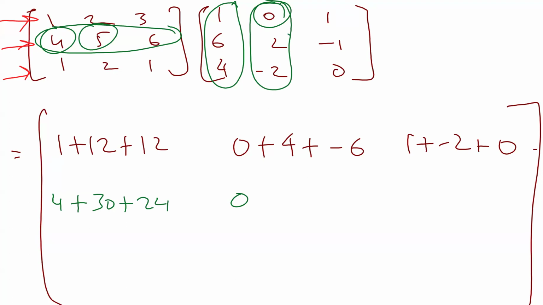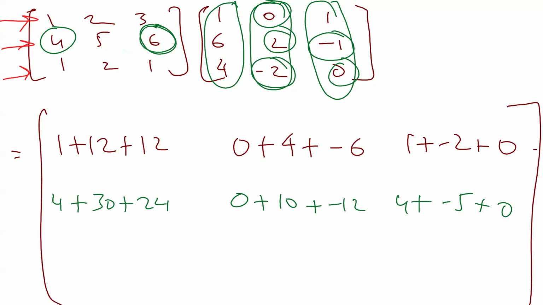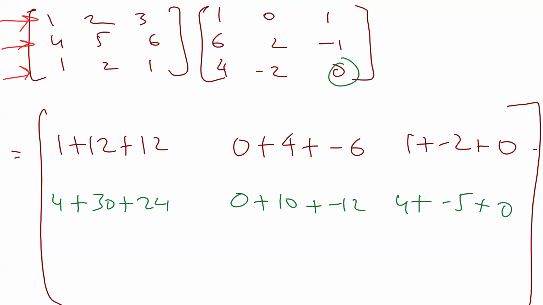Go to the next. 5 into 2 is 10. Plus 6 into -2 is -12. Correct. Second row, third column. 4 into 1 is 4. Plus 5 into -1 is -5. Good. And 6 into 0 is 0. That's the calculation for the second row with all the three columns of the right hand side matrix.